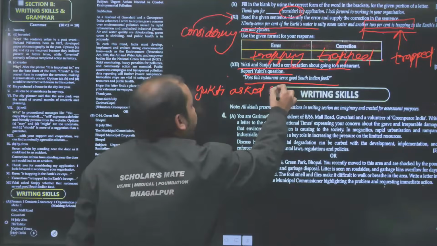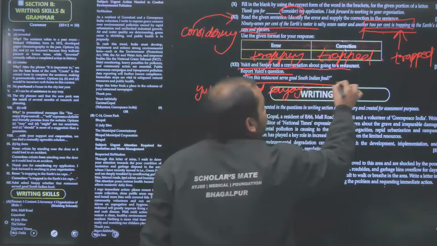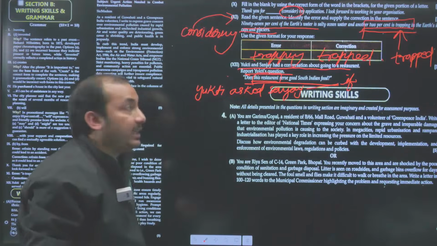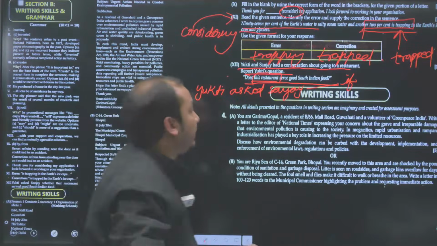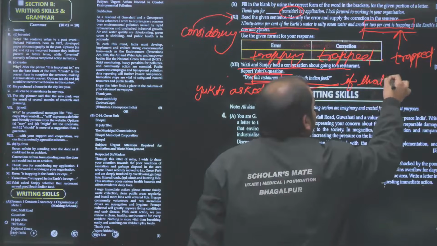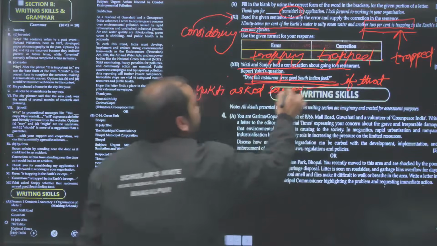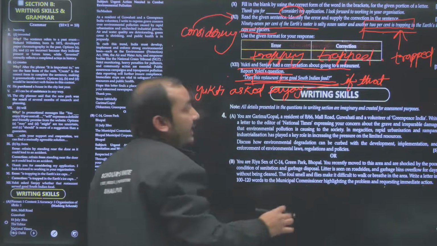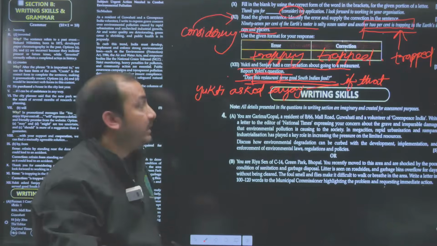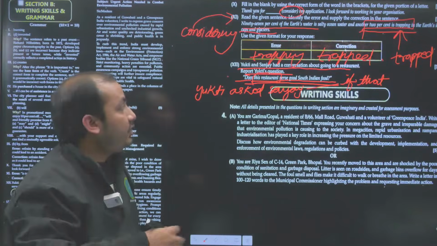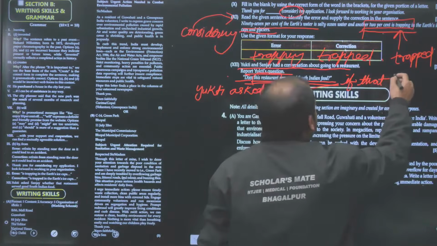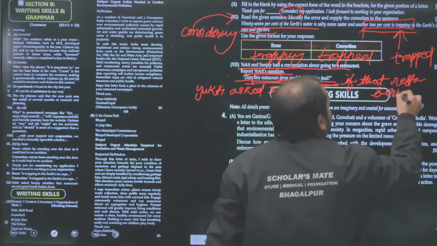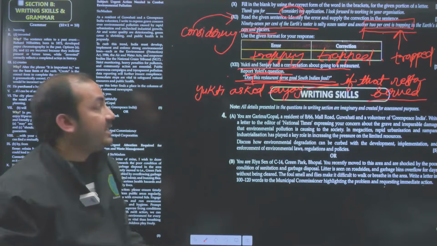Yukti asked Sanjay if, and instead of this restaurant, whenever we see this in the direct speech, we have to change this into that. So we will write if that restaurant serve good Indian food does. This sentence is also in the present form of the tense, simple present form. So we have to write it in simple past. Whenever there is simple present tense in the reported speech, we have to change it into simple past tense. So we will write here that if that restaurant served. Instead of writing serve, we have to write served.